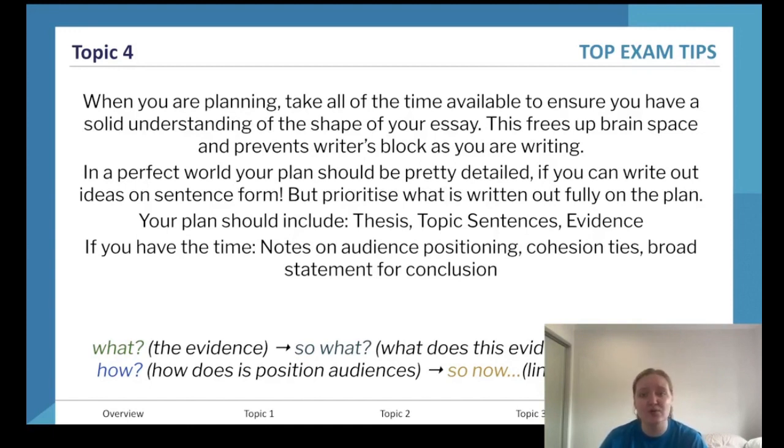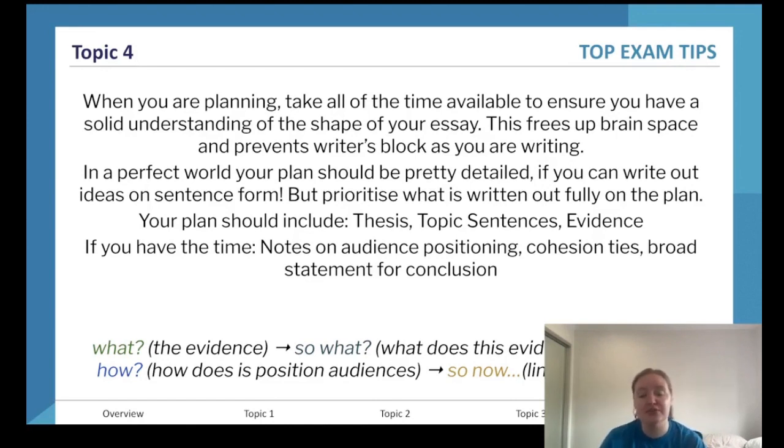So if you can, write out your ideas in sentence form because those sentences can be edited slightly and put directly into the essay itself. But make sure you prioritize what is written out fully on your plan. So your plan should include a thesis, topic sentences, and evidence. At its most basic, that's what your plan needs to have.